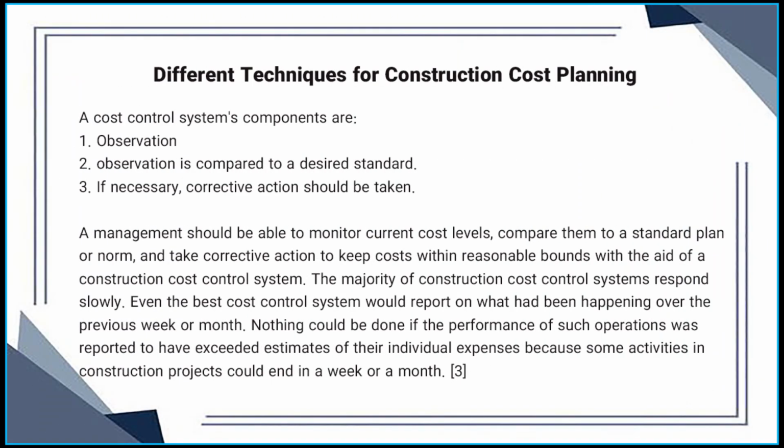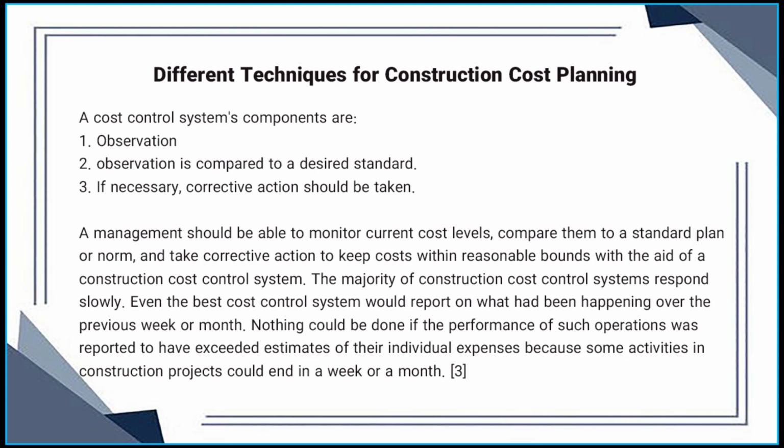A cost control system's components are: 1. Observation. 2. Observation is compared to a desired standard. 3. If necessary, corrective action should be taken. A management should be able to monitor current cost levels, compare them to a standard plan or norm, and take corrective action to keep costs within reasonable bounds with the aid of a construction cost control system.